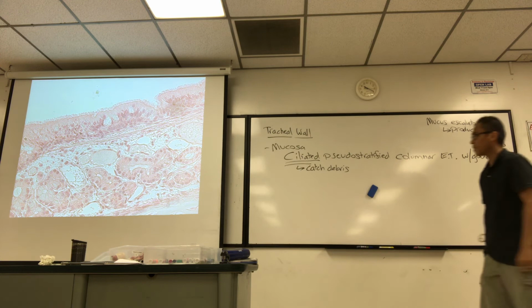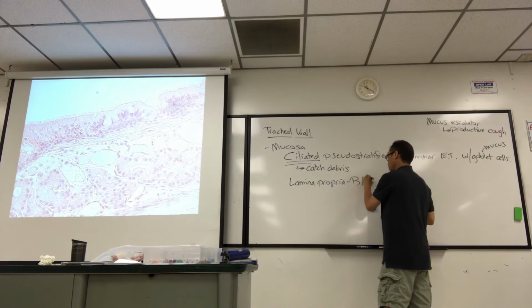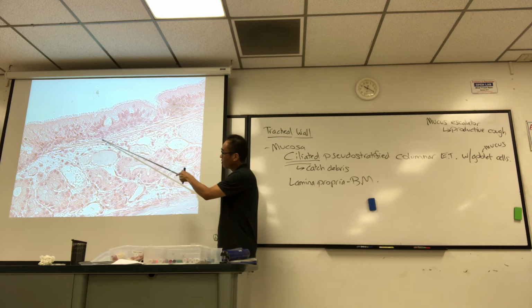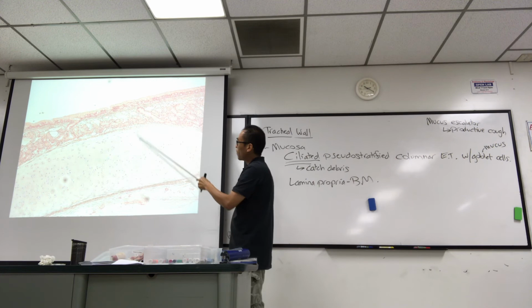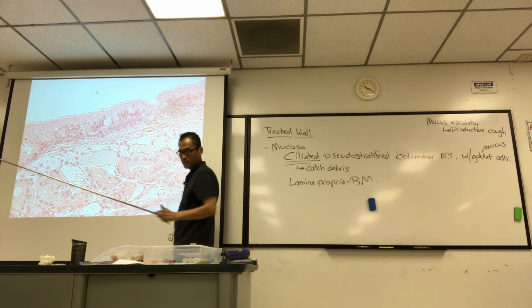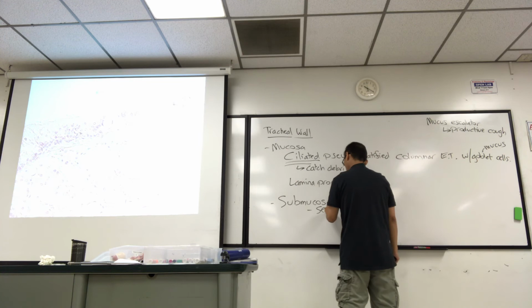Now right below it is a lamina propria, like a basement membrane. I'm just going to go with BM, basement membrane, right here. Okay, so that's our mucosa. We pull back. Our submucosa is basically a loose ET. There's all these glands in it. So if I go back to high, all of these cuboidal cells are glandular in their function. Let's call them seromucous glands, submucosa. Seromucous.